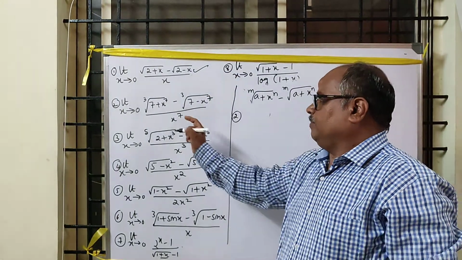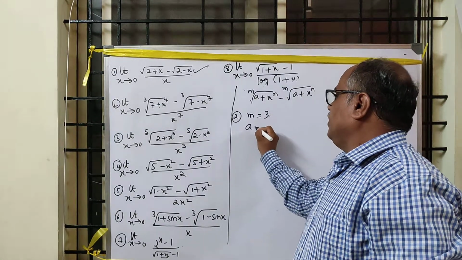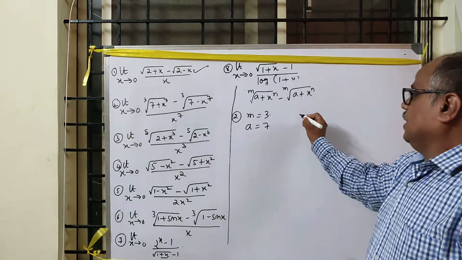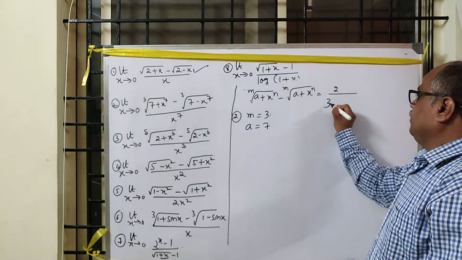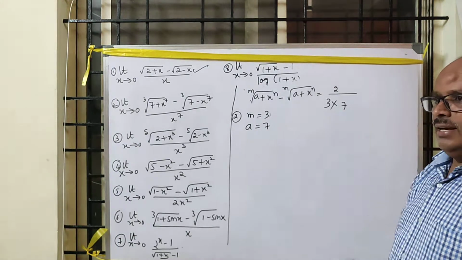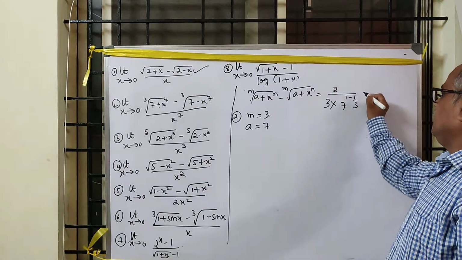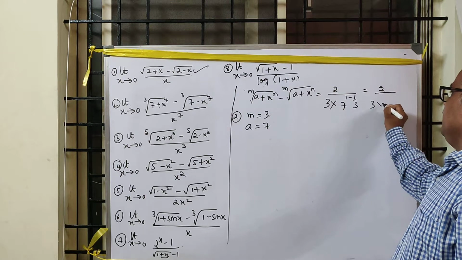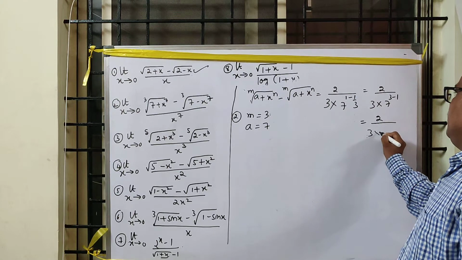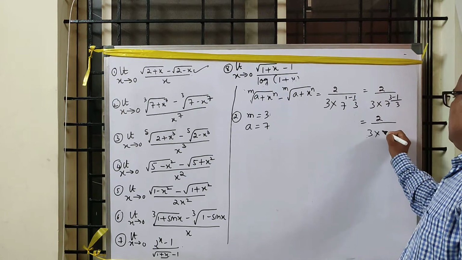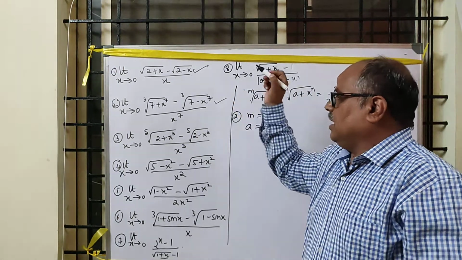In the second problem, the value of m is 3, and the value of a should be 7. The answer equals 2 divided by m into a to the power of 1 minus 1 by m, so 2 divided by 3 into 7 to the power of 1 minus 1 by 3, that is 2 divided by 3 into 7 to the power of 2 by 3. That is the answer for the second problem.